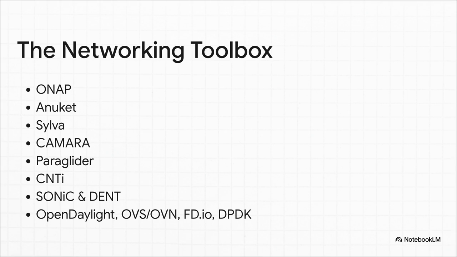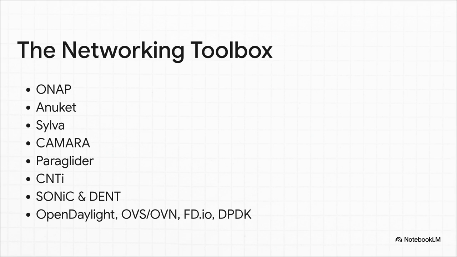CAMARA makes that possible, turning network functions into monetizable services. In that same world of simplifying complexity with APIs, we find Paraglider, but it's aimed at a slightly different audience. While CAMARA is for application developers wanting to access network capabilities, Paraglider is for the cloud users and operators who have to manage the underlying connectivity.